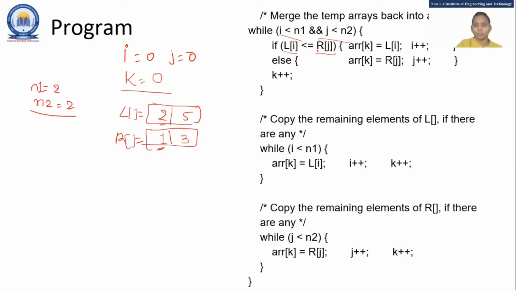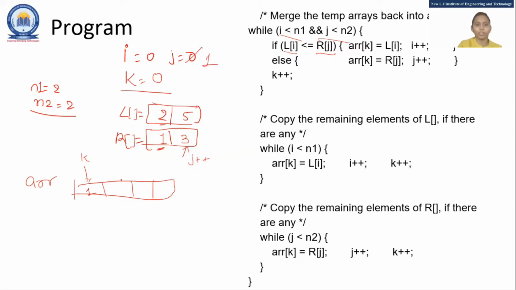Here, if the number which is at R is smaller, then it goes to ARR. ARR means what? ARR is our original list. Okay. So K is right now 0. So K says whichever number is smaller needs to be copied here. So which number is smaller? 1. So 1 needs to be placed here. And after doing the placement, you require to do plus plus. So J would be plus plus, and J comes here.